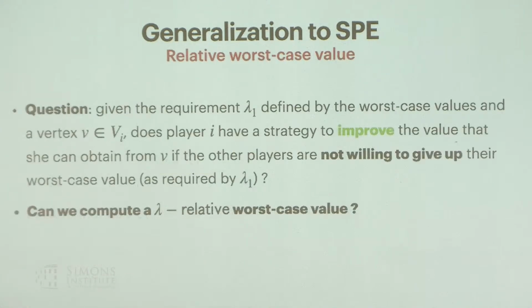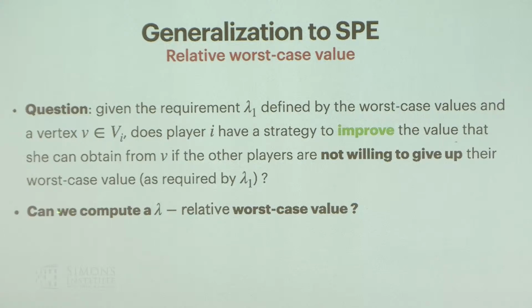And so intuitively, given the worst case value that I have computed, I would like to know if for a player i, she has a strategy to improve the value that she can obtain from the vertex v if the other players are not willing to give up their worst case value. Okay, so if they are not willing to give up their worst case value, can I improve mine?